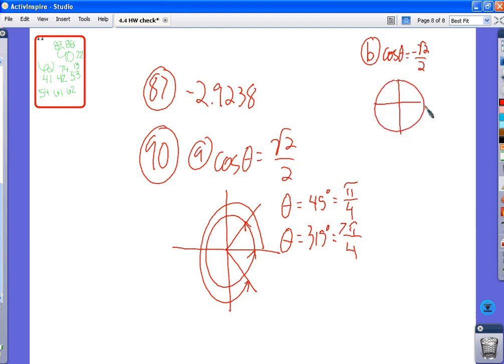Where are the cosines negative? 135, 225. Over there, cosines are negative. This cosine is x over r, so x is negative here and x is negative over here. So theta is 135, 225. 135 is how many radians?